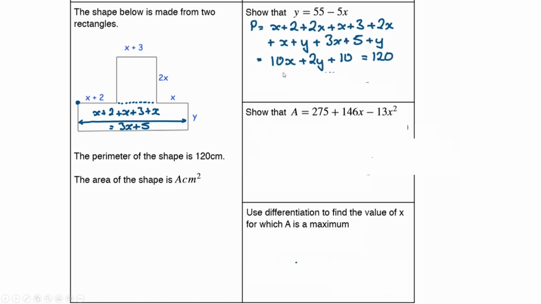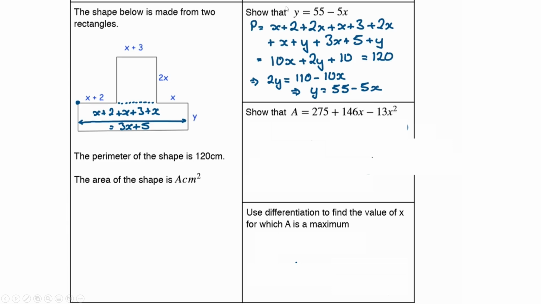Let's collect my terms and let's equal that to the 120 it tells me in the question. Now I can move the 10 across and divide by 2. So move the 10 across, divide by 2, and that tells me that y equals 55 minus 5x.